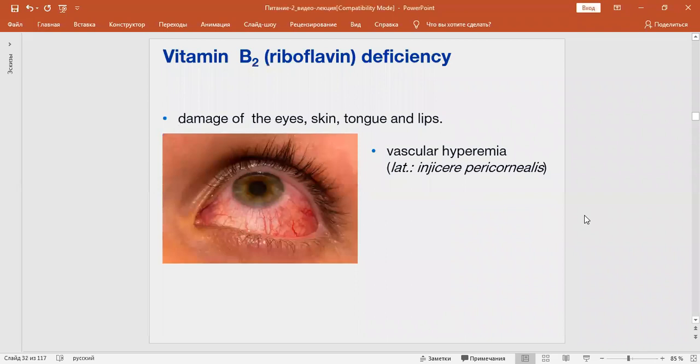The deficiency of riboflavin, or vitamin B2, causes damage of the eyes, skin, tongue, and lips. Let's consider some of them. Vascular hyperemia is an injection of the episcleral blood vessels. Its intensity decreases towards the limbus.